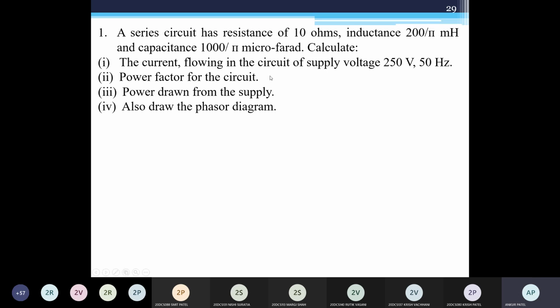Now examples are given. A series circuit has resistance of 100 ohm, inductance 200 divided by pi millihenry, capacitance 1000 divided by pi microfarad. Calculate current flowing in the circuit, voltage 250 volt, 50 hertz, power factor of the circuit, and power drawn from the supply. Also draw the phasor diagram. Do calculate. Here we have RLC series circuit. In the given data, R, V, L, F and C are given.